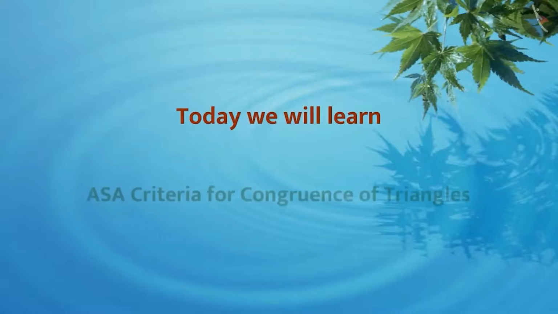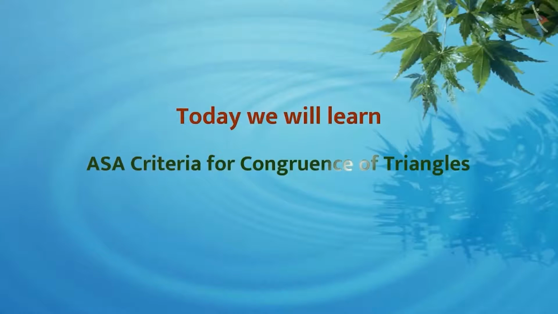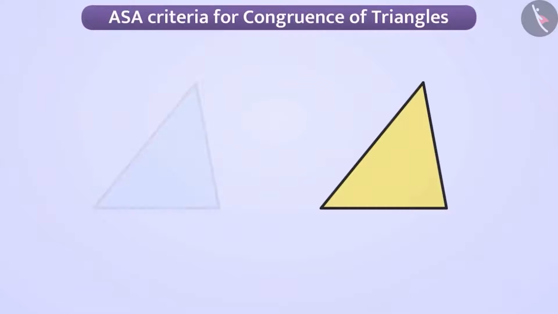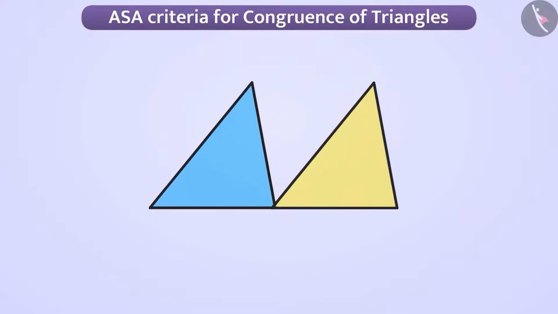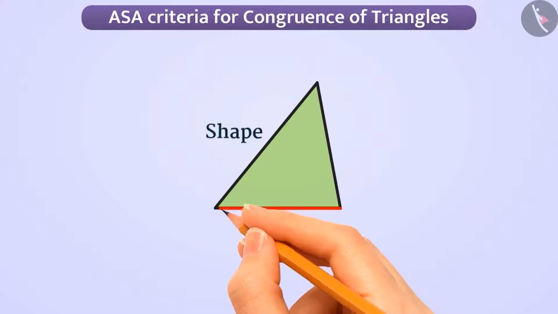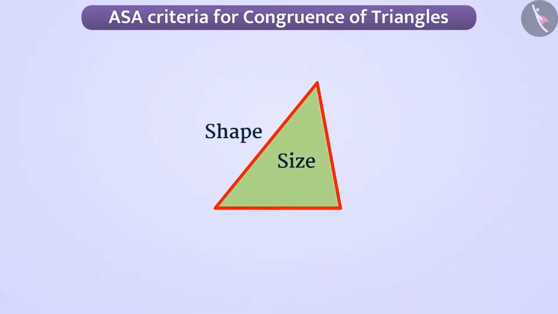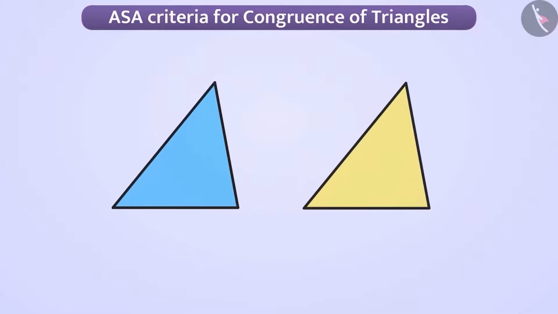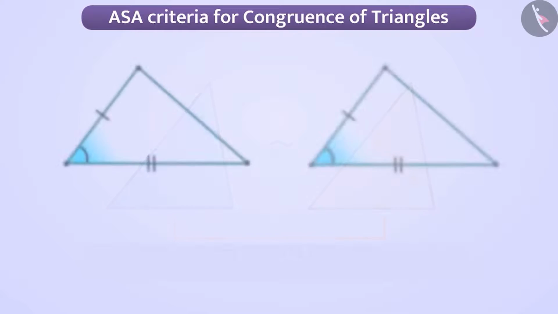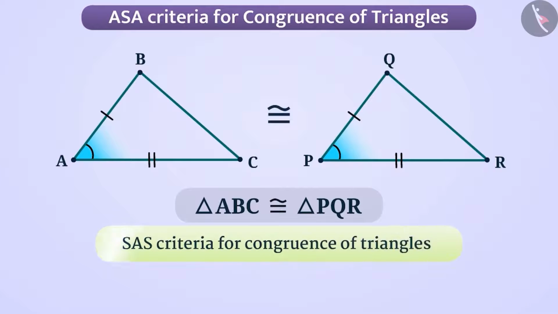Today we will learn about the ASA criteria for congruence of triangles. You know by now that when one figure is placed over the other in such a way that it covers the other figure completely and exactly, it means that the two figures are of the same shape and the same size, and such figures are said to be congruent. In the previous video, we learned the SAS congruence criteria of triangles. Now we will understand the ASA criteria for congruence of triangles.